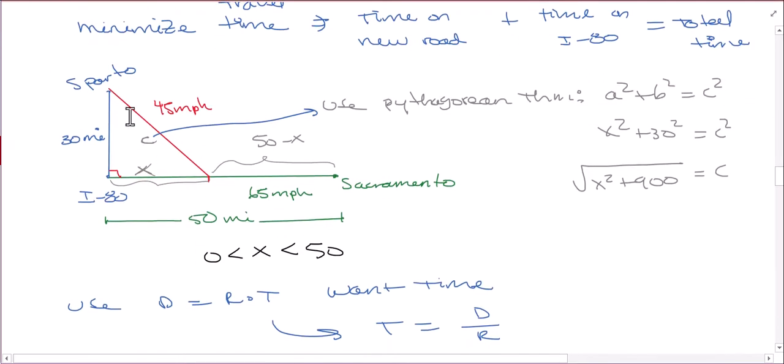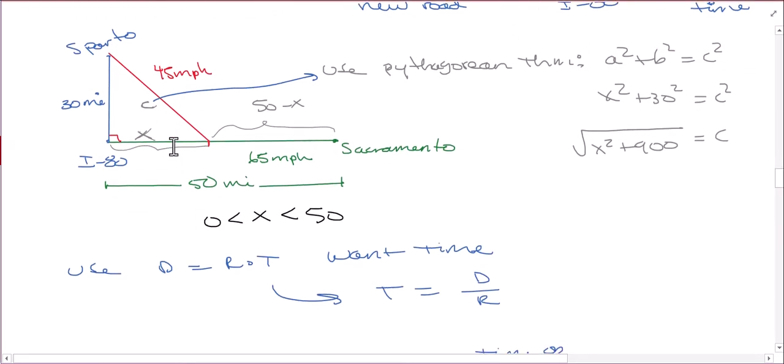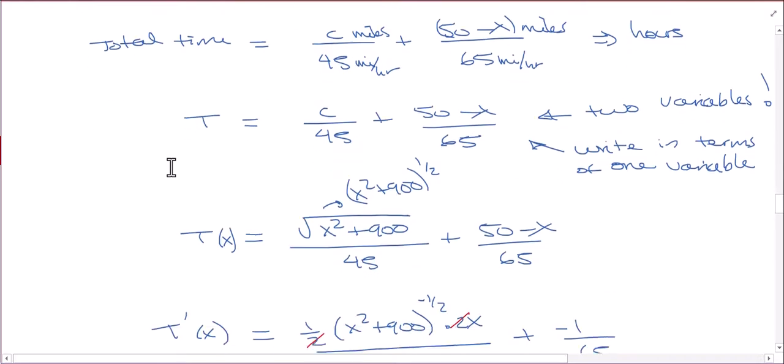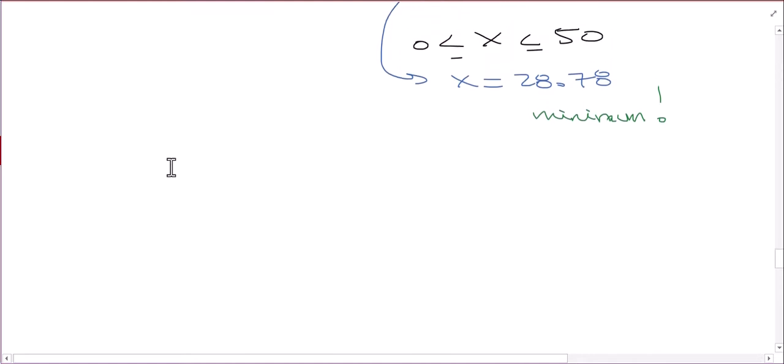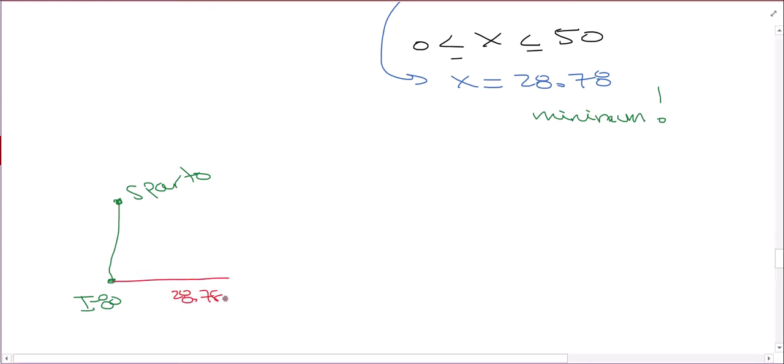The answer will be build the road from Sparta in 28.78 miles into I-80. However you want to answer that in your own words. So the road from Sparta to I-80 will have to be, right when you go here, Sparta, and then the perpendicular distance to I-80. So from here, the road should end at a distance of 28.78 miles. That's where this road should meet up with I-80. And then you can write that in a nice complete sentence.